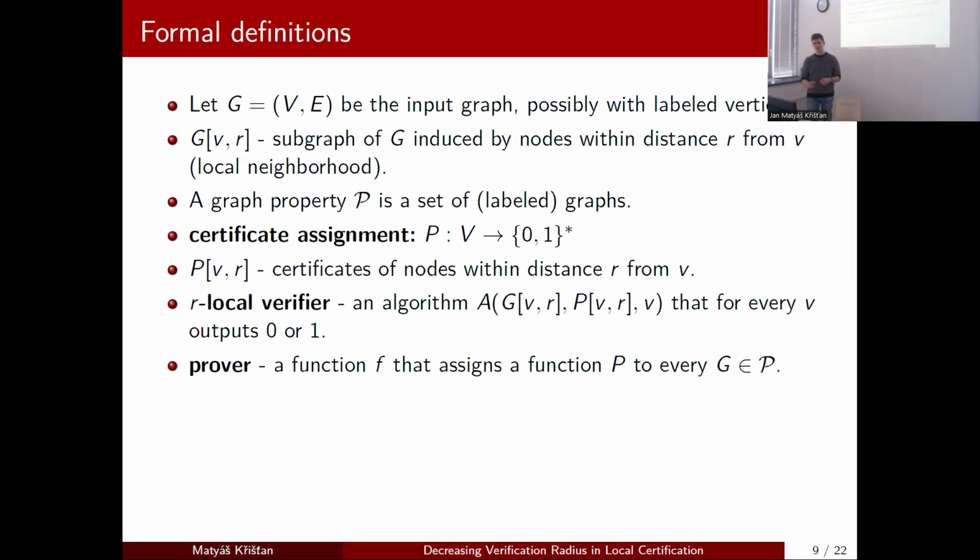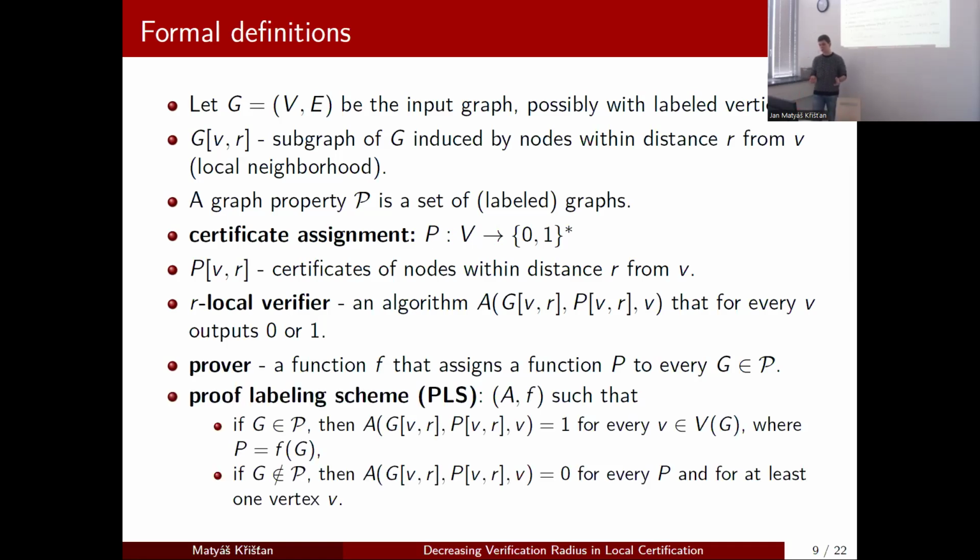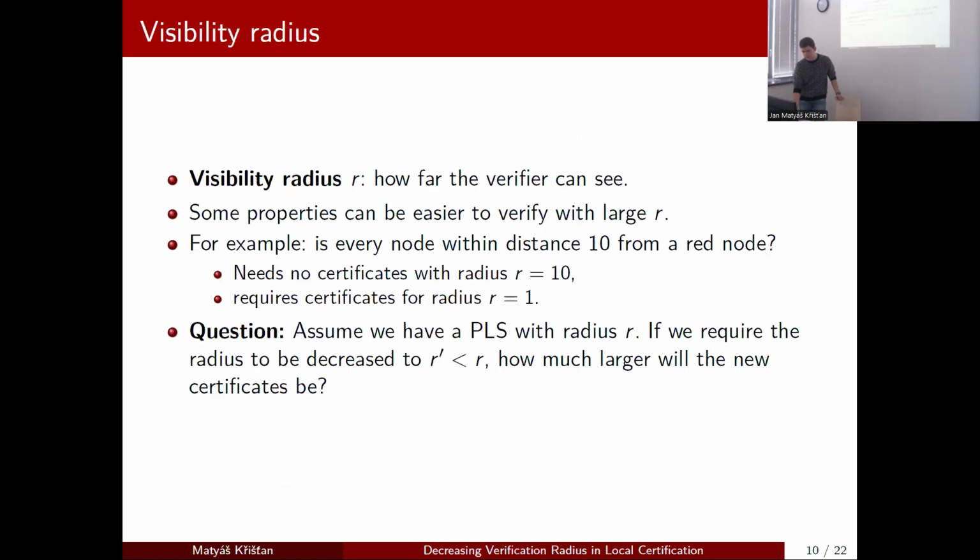A prover is the sort of oracle that for every graph that has the property must assign some certificates, and those two work together. So a proof labeling scheme is a tuple of the verifier and prover that work together. The prover assigns the certificates for the verifier. For each graph that has the property, at least one assignment of certificates must be accepted by the verifier. And for every graph that does not have the property, every assignment of certificates must be rejected on at least one vertex.